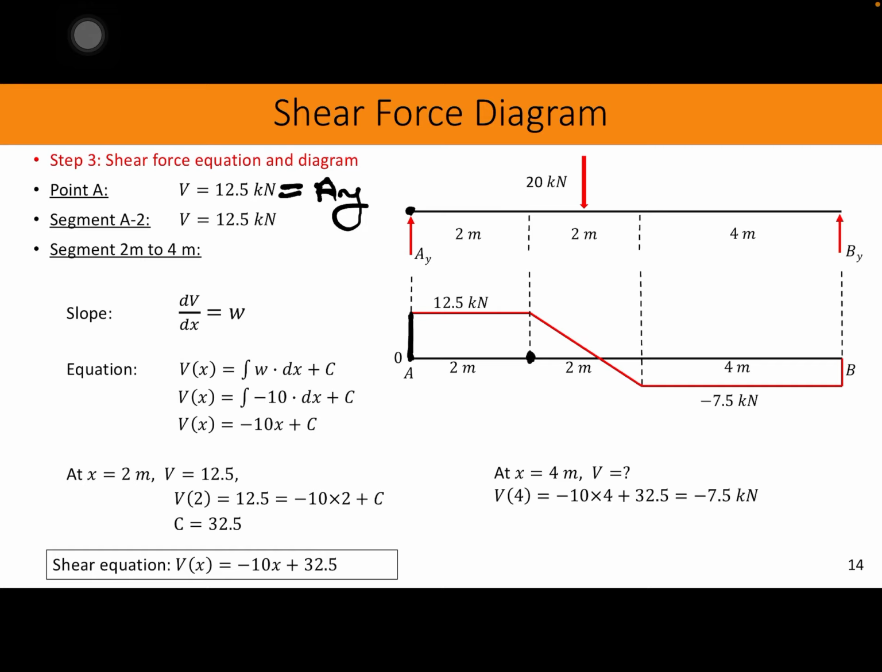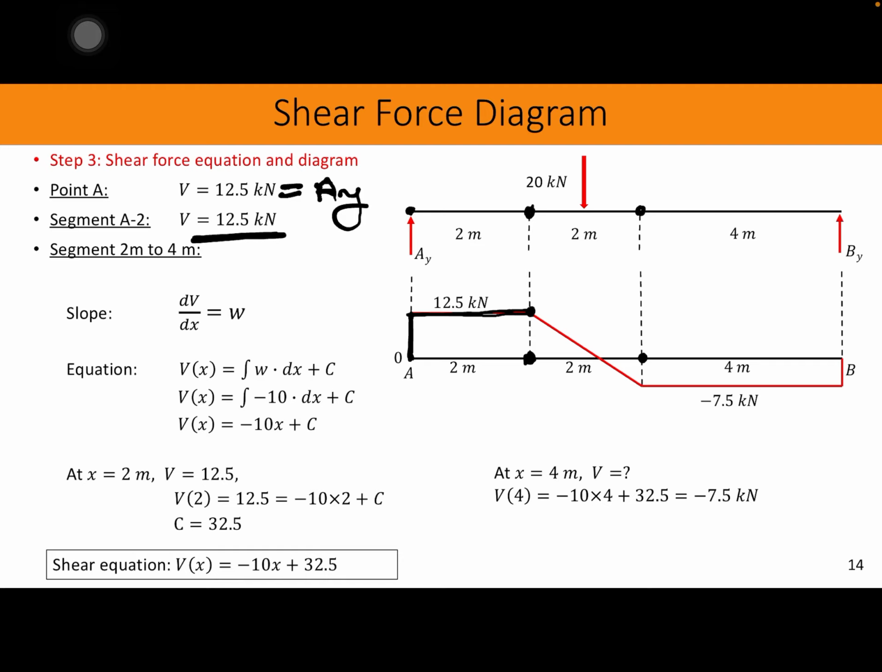Now from point A to 2 meters, we don't see any other applied load, so there is no external load and no change. That means there will be a straight line right here, which is also 12.5 kilonewton. There is no change in this segment, so it stays the same shear. However, from this 2 meter to 4 meter point, we do see that there is a distributed load.